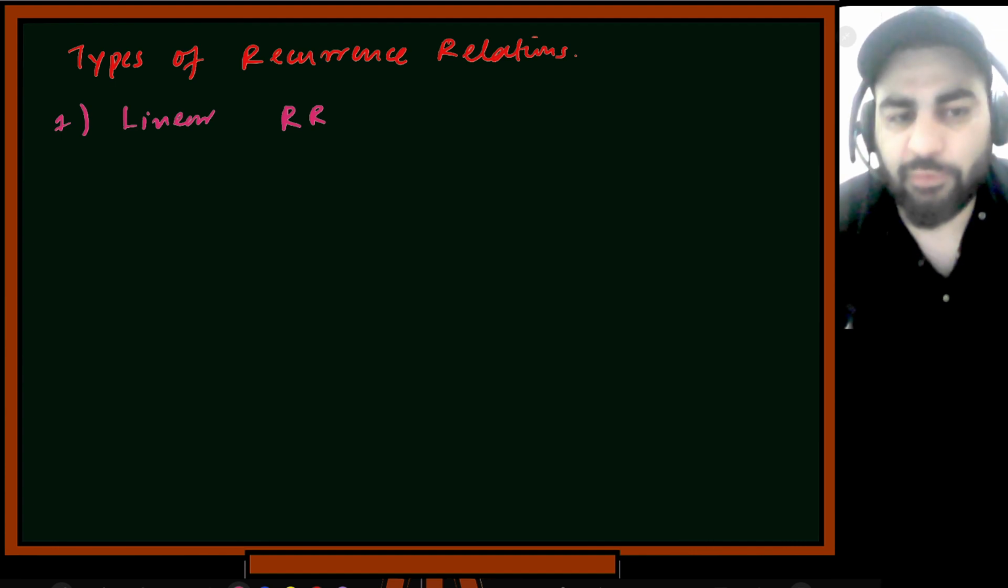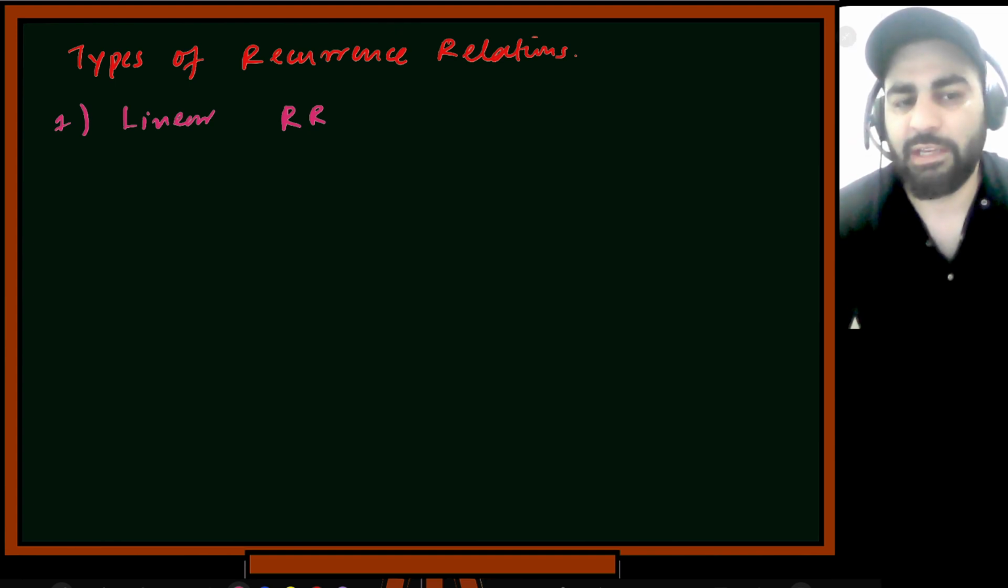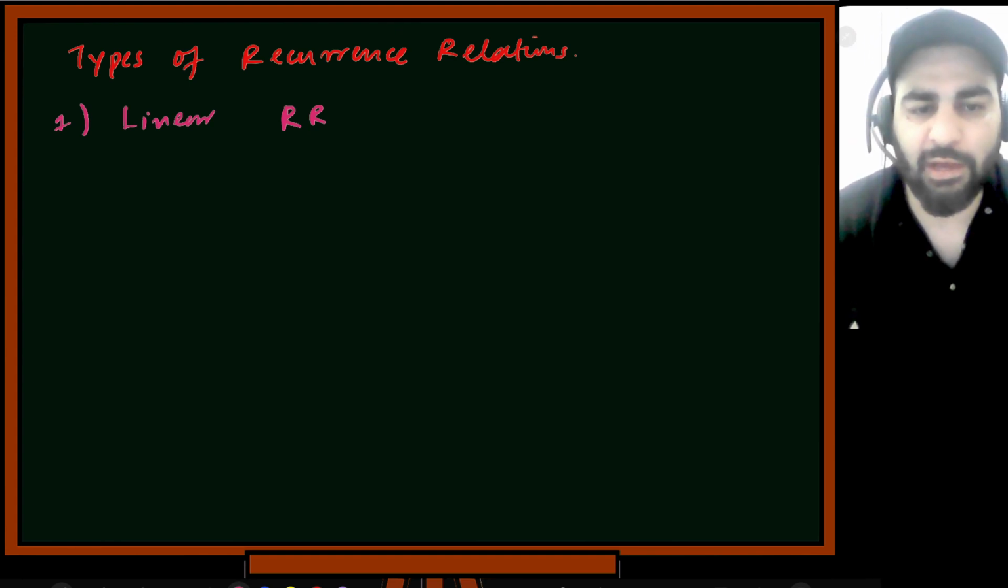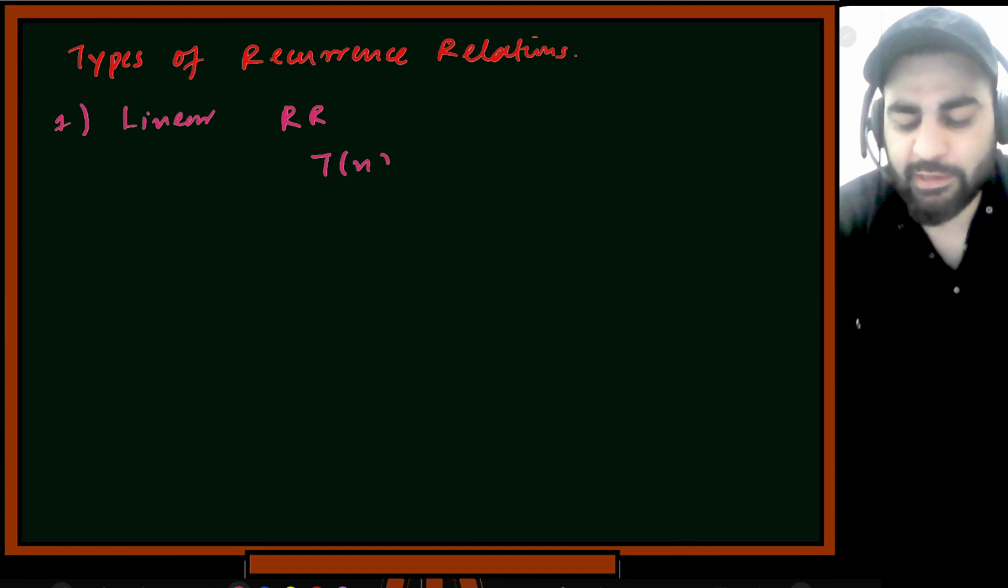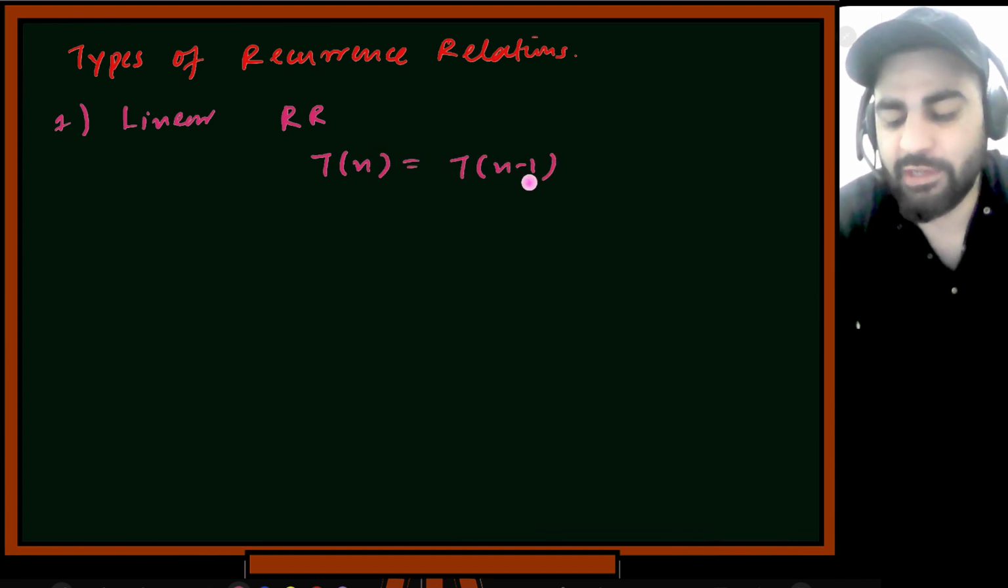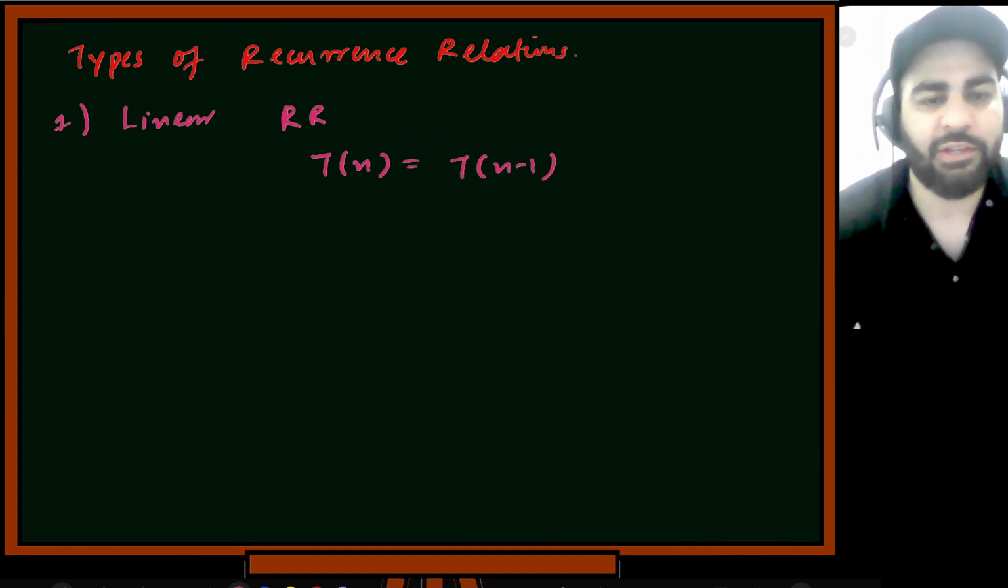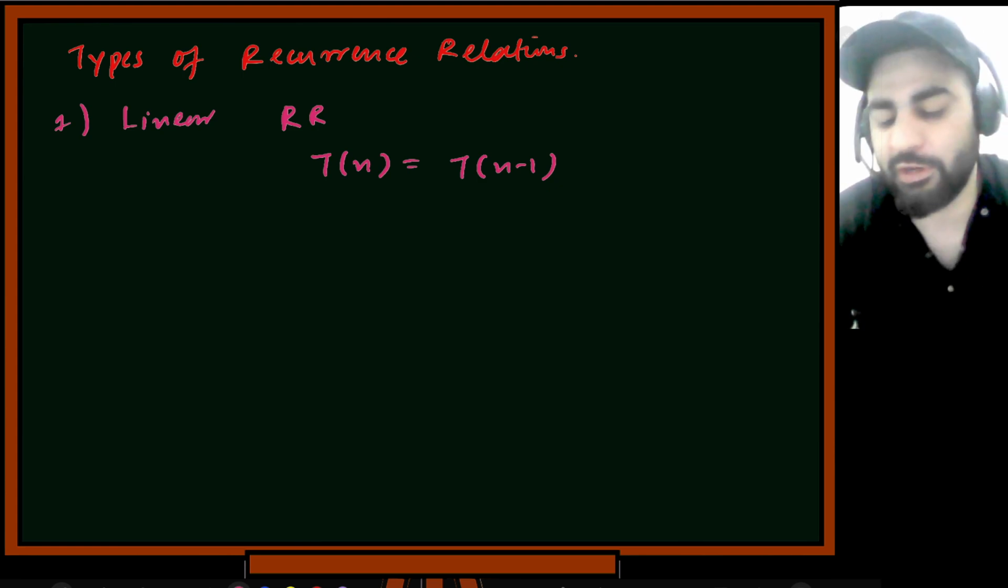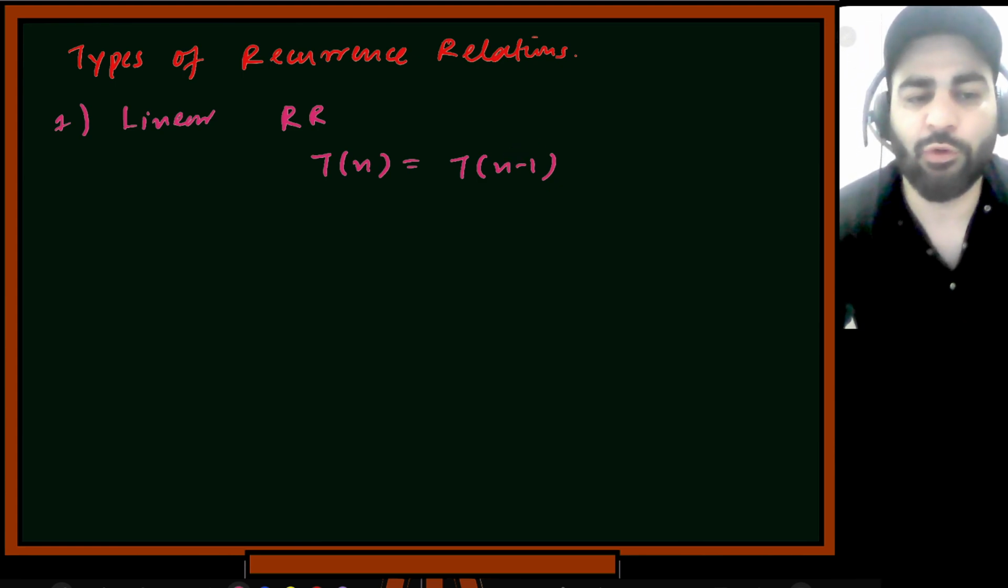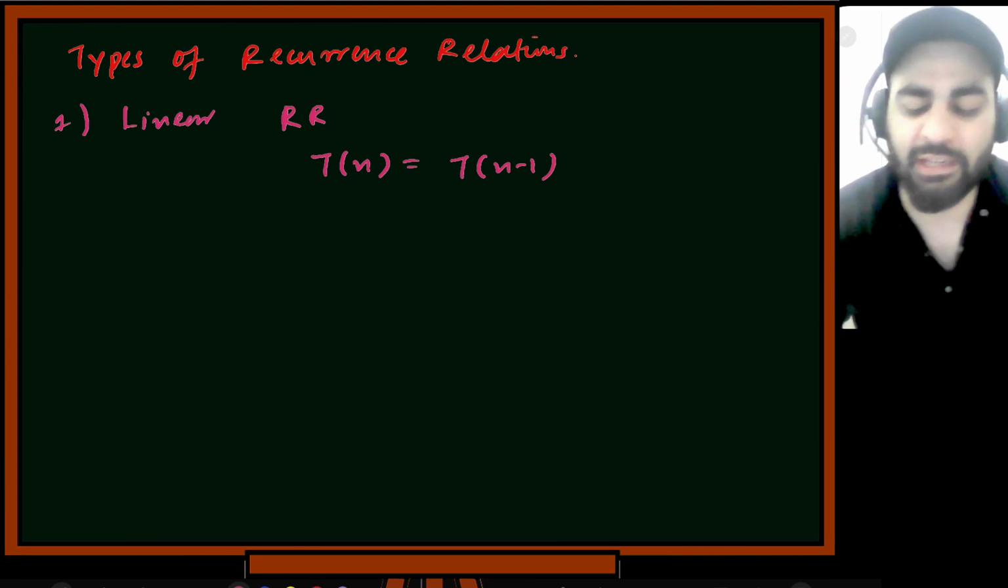Following some of these examples, let's suppose we have a recurrence relation like this: T of n is equal to T of n minus 1. You see the linearity in here. They follow the linear rule, so they are called linear recurrence relations because we don't get some other function in here.